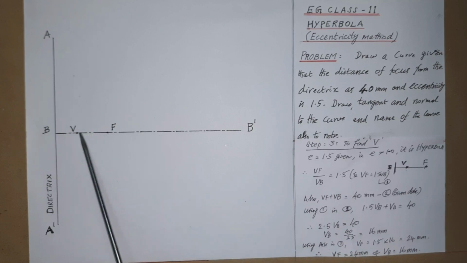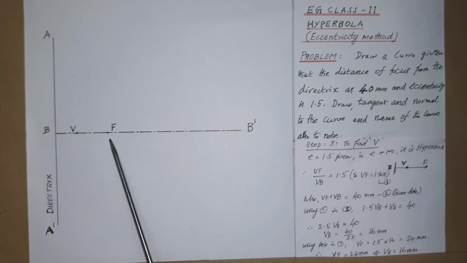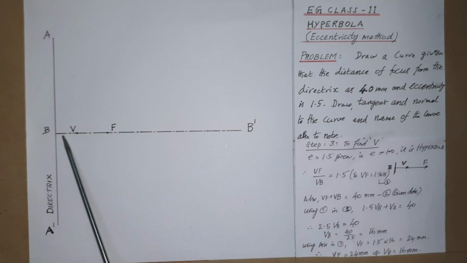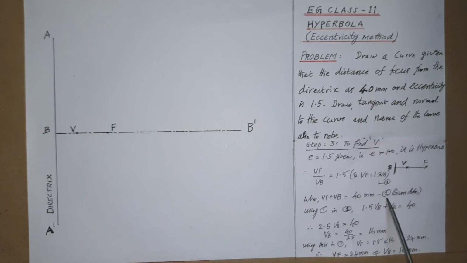By this time we do not know what is the distance between B and V, but we know from B to F, it is given as 40 millimeters. So VF by VB equal to 1.5, that is VF equal to 1.5 into VB. Take it as equation 1. Also we know VF plus VB totally is equal to 40 millimeter. That is given data in the problem. Take it as equation 2.